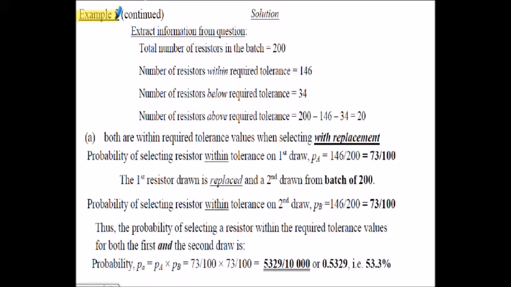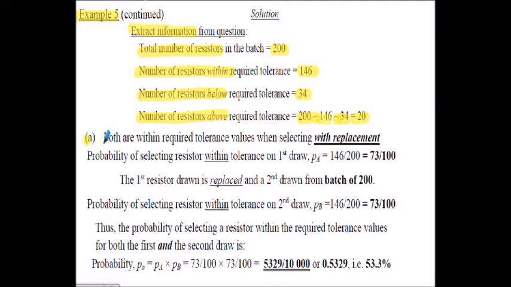Okay, example 5 continued. I'm going to extract information from the question. So the total number of resistors given to us in the batch was 200. Number of resistors within the required tolerance is stated as 146. Number of resistors below the required tolerance is 34, and number of resistors above the required tolerance is calculated as 200, the total batch size, take away 146, take away 34 is equal to 20. 20 resistors are above the required tolerance.